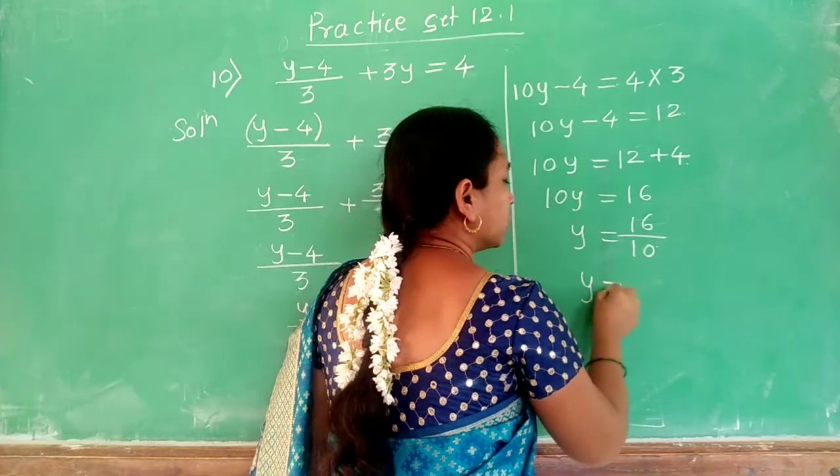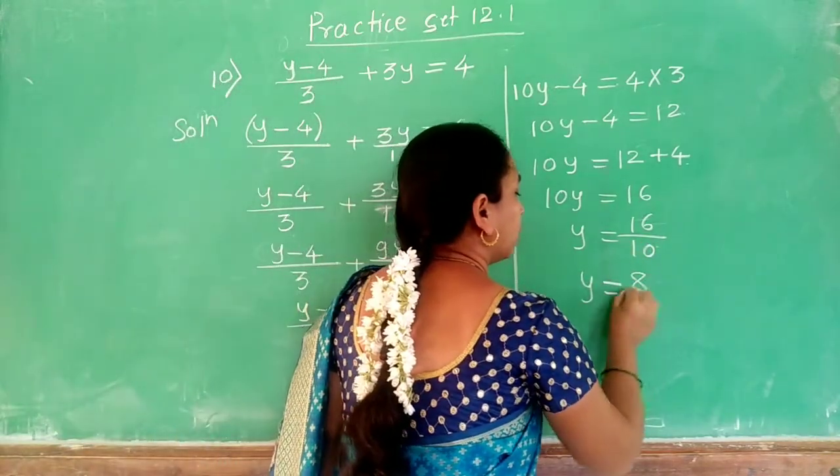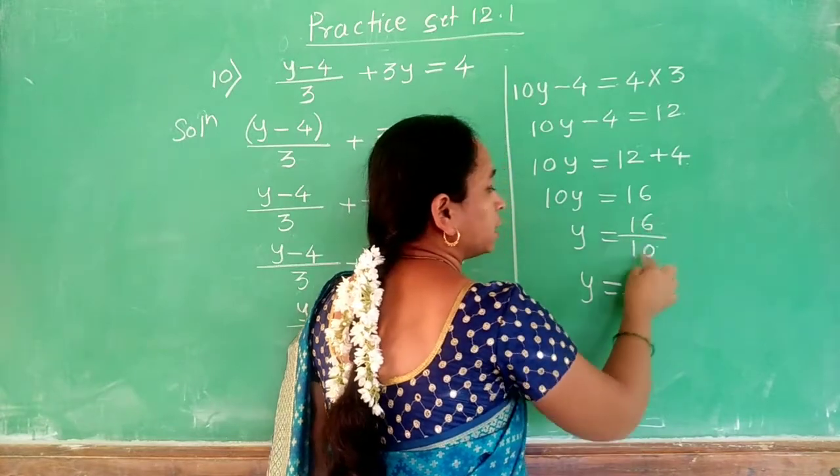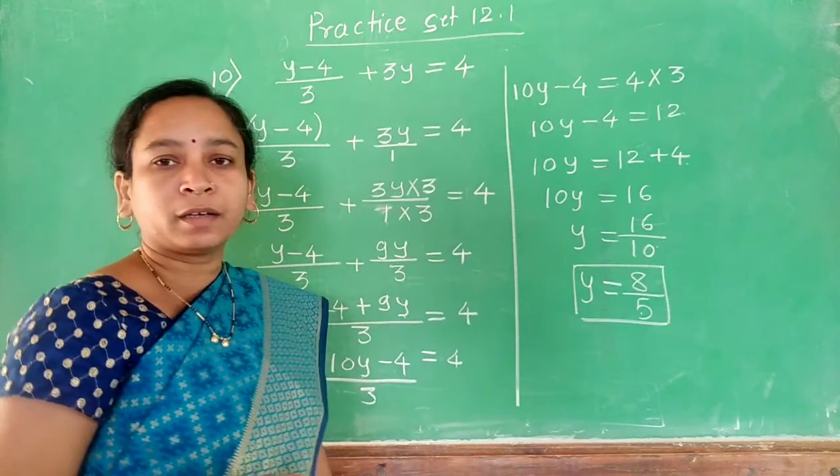And if you reduce it, you can reduce this by 2. So we will get the answer 8 upon 5, because 2 8s are 16, 2 5s are 10. So answer will be y is equal to 8 upon 5.